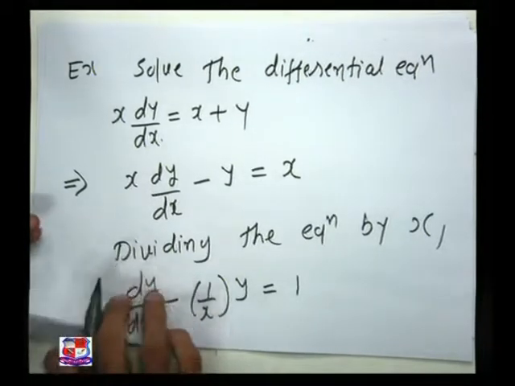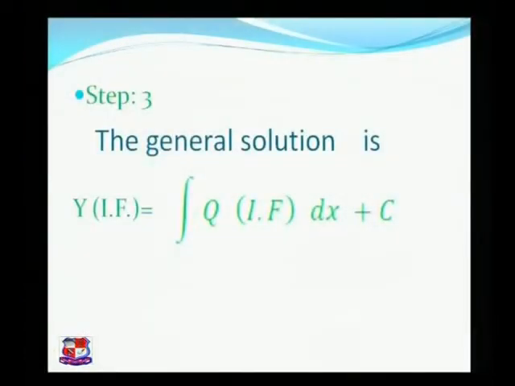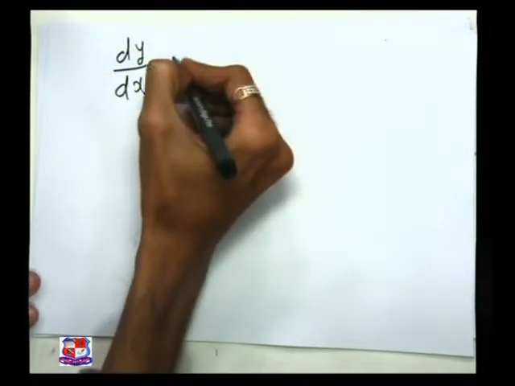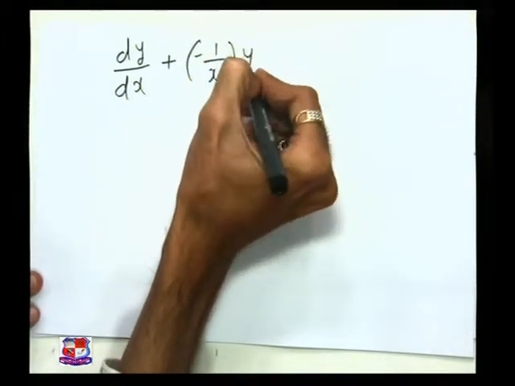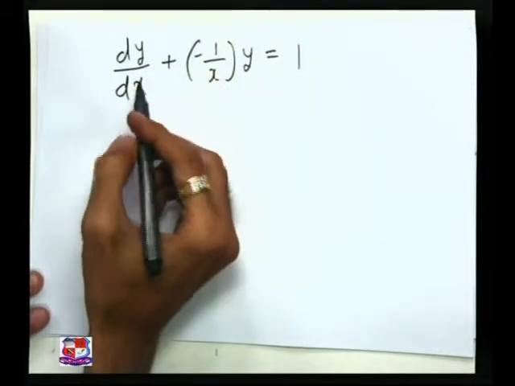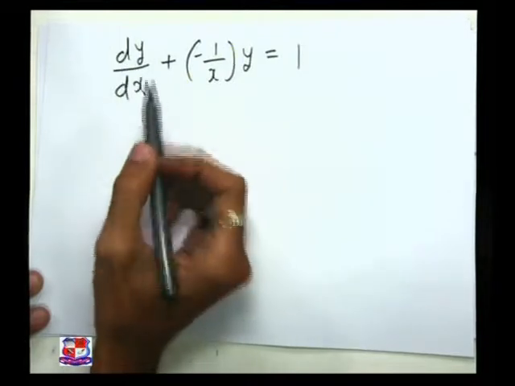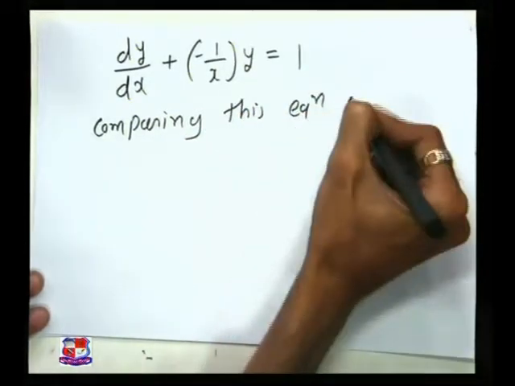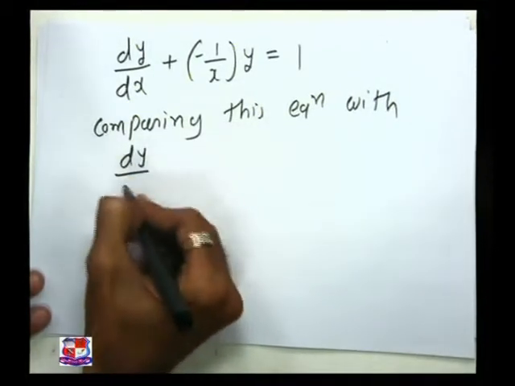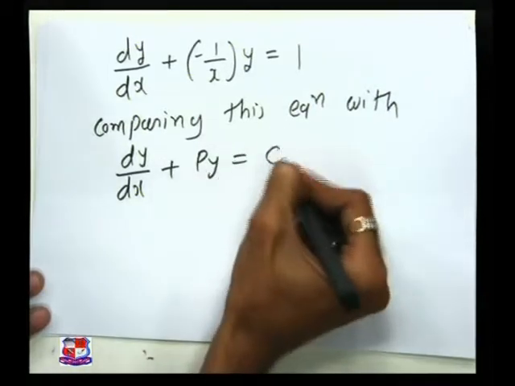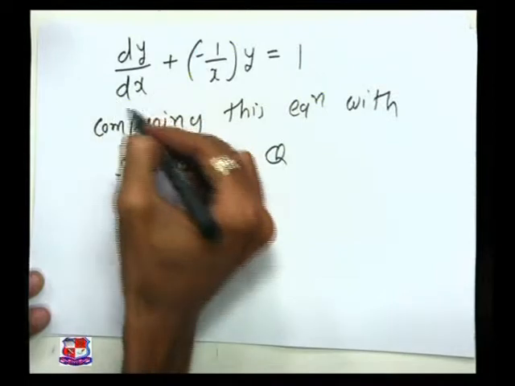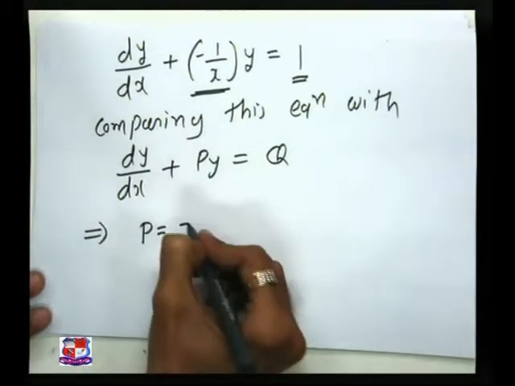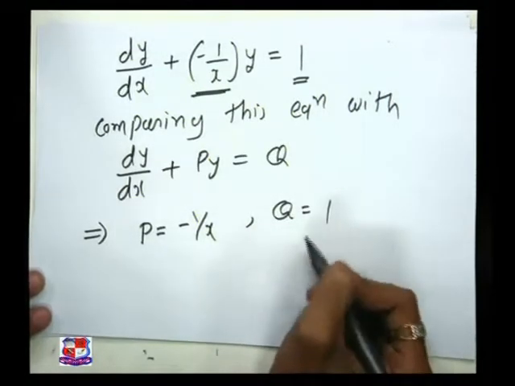Okay, so if I write this equation again, I can write here dy by dx plus minus 1 upon x into y is equal to 1, and this is linear equation in the general form, because if we compare this equation with the general equation, which is dy by dx plus py is equal to q, then we will get p is equal to minus 1 by x and q is equal to 1.